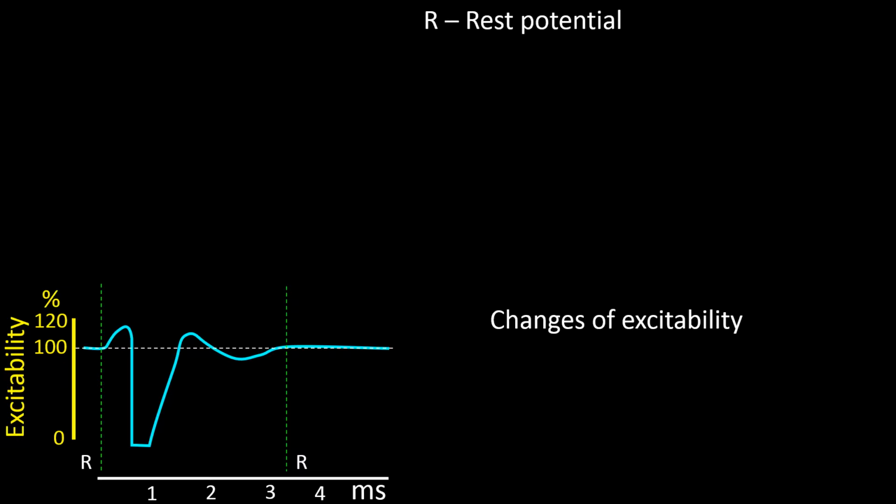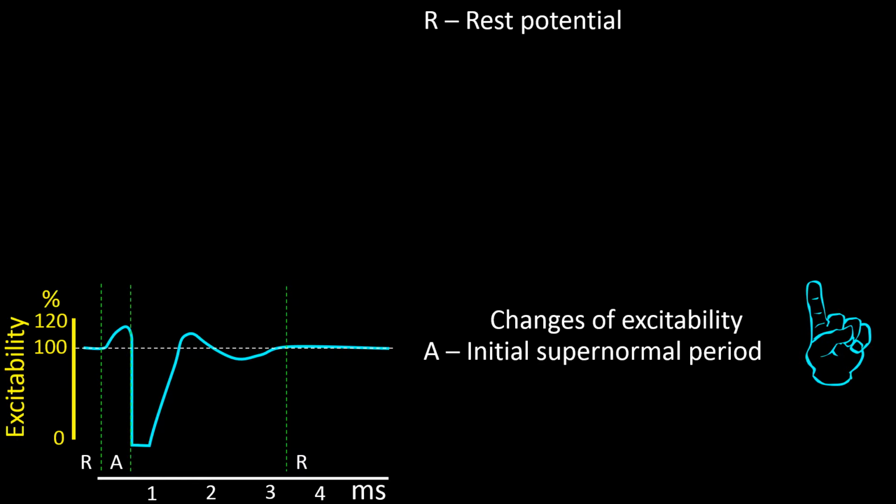The R's I have just introduced stand for resting membrane potential, as they did before. They bracket the action potential. The action potential we previously described, based on the degree of excitability, can be divided in 5 periods. The first period, which I label A, is the initial supernormal period.